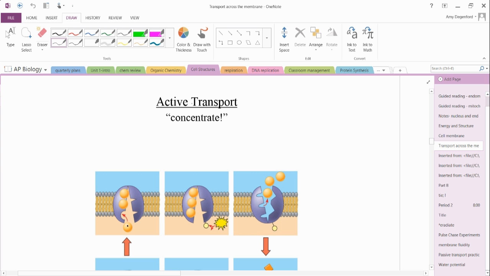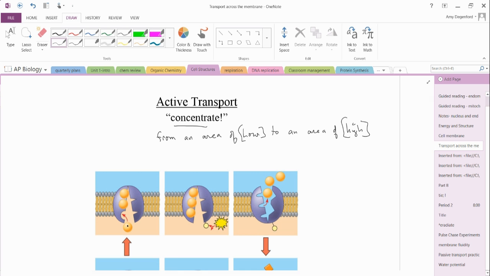So active transport, and I have "concentrate" because that's what it does. You are going to be going in a direction that is from an area of low concentration to an area of high concentration. And so remember, that's directly opposed to diffusion. In diffusion, you start with a concentrated area and then it spreads. Well, this is the opposite. You're going to try and get into a high concentration.